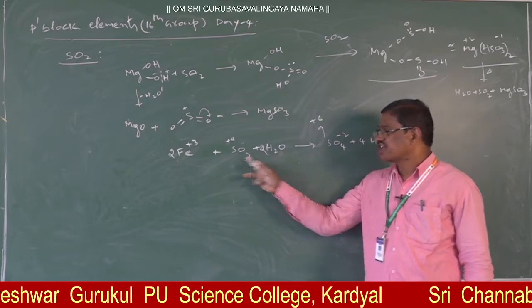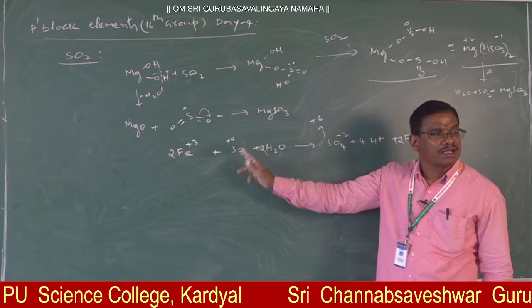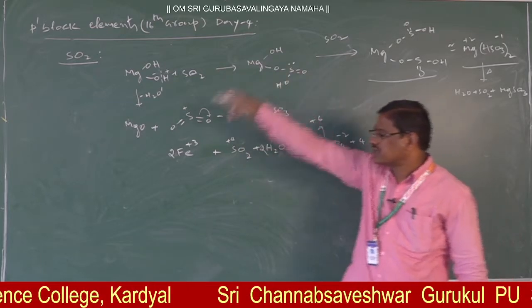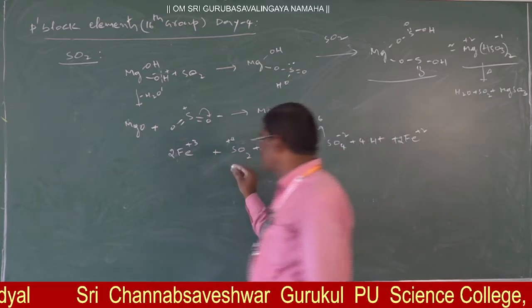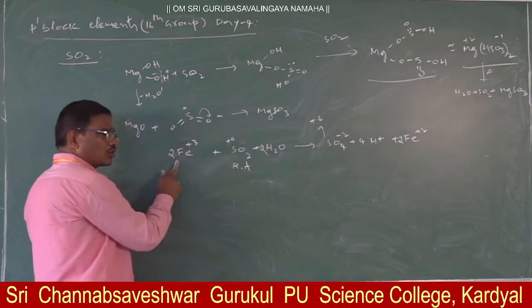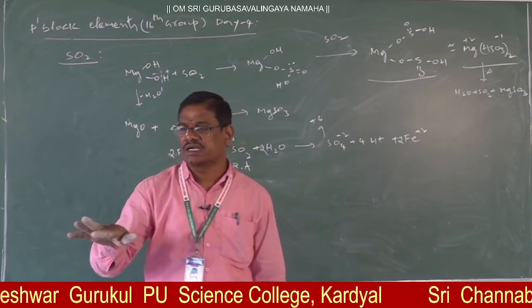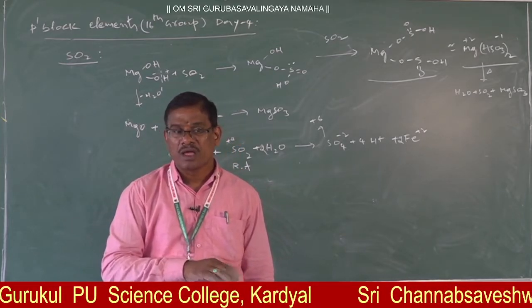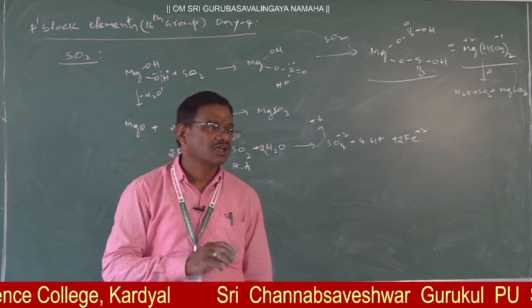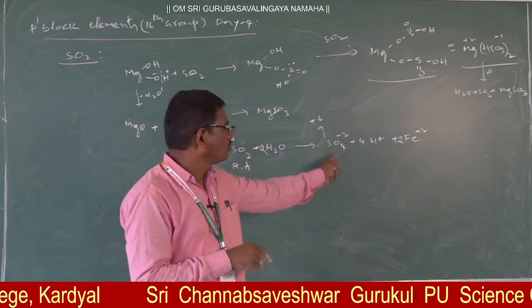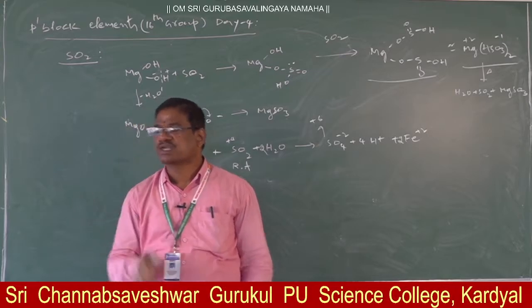It undergoes oxidation in aqueous solution, meaning it loses electrons. If it loses electrons, some other reactant should be ready to gain the electrons. So it undergoes oxidation, therefore it is a reducing agent. The other undergoes reduction, therefore it is an oxidizing agent. But under the influence of an oxidizing agent, SO2 is not converted into SO4. Under the influence of SO2 only, Fe3 plus undergoes reduction. Clear na? SO2 with water converts into SO4 2 minus with H plus and like this. So it acts as a reducing agent.